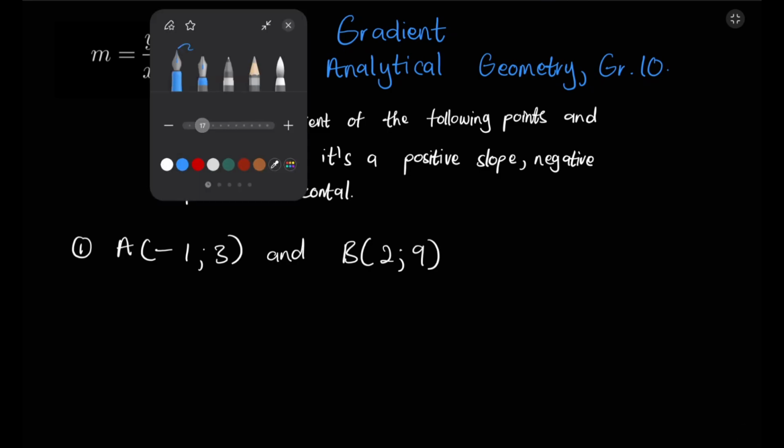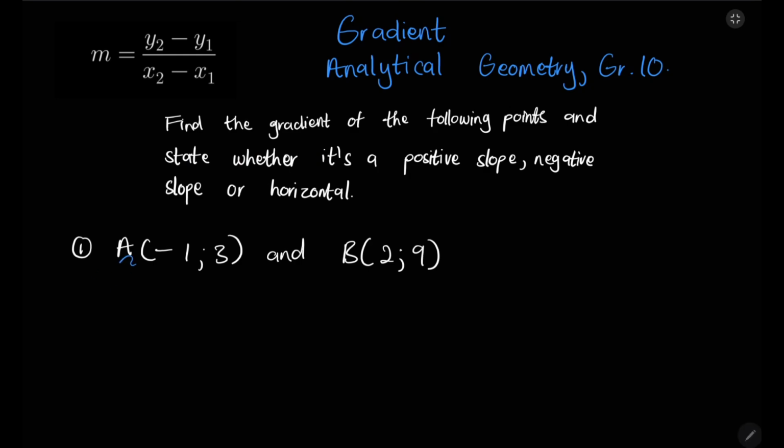So let's start by labeling our points. A will be our first point. Let's write our 1, and B will be our second point. So for A, we have -1, which is your x, and 3, which is your y. They all fall under point 1, so this should be x1 and y1. For B, we have 2 and 9. This 2 is your x, and that 9 is your y. They're all under point 2, so this should be x2 and y2.